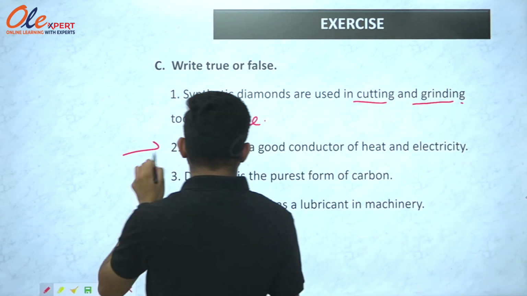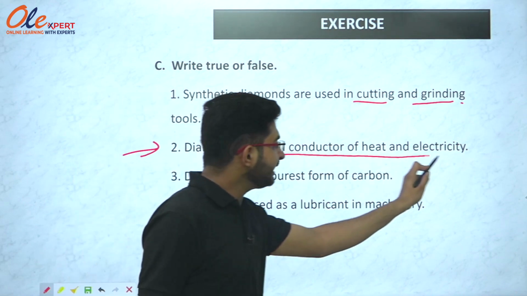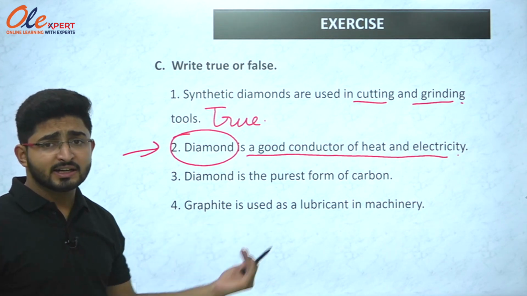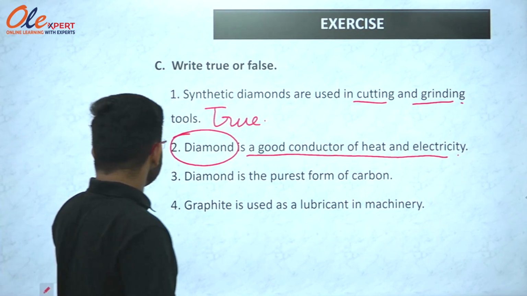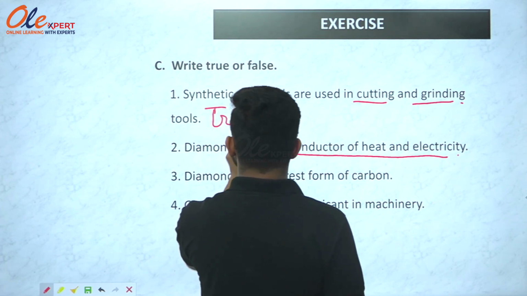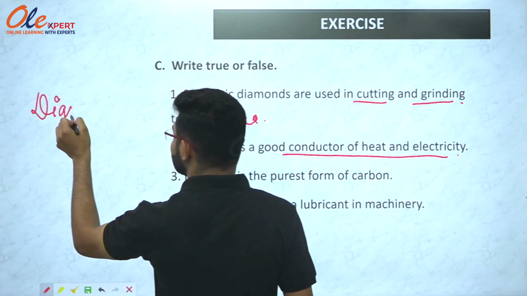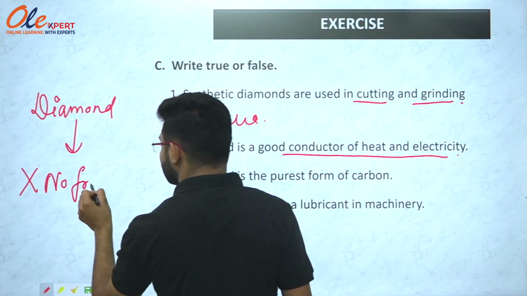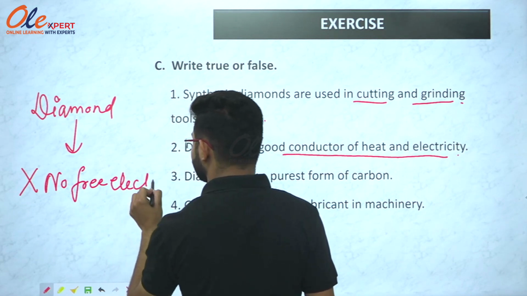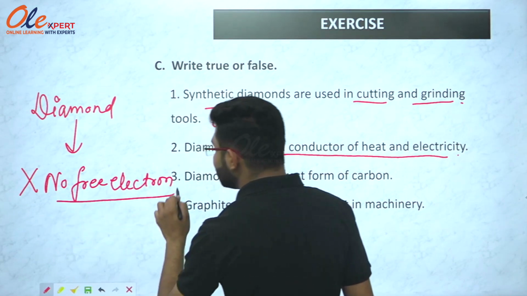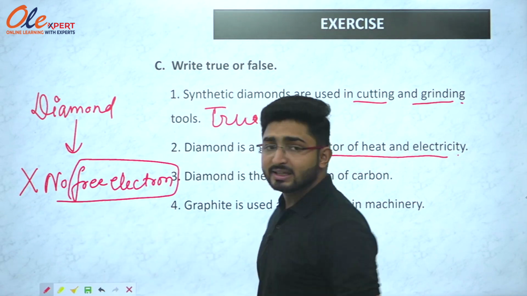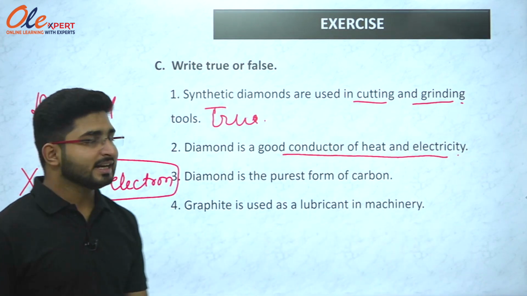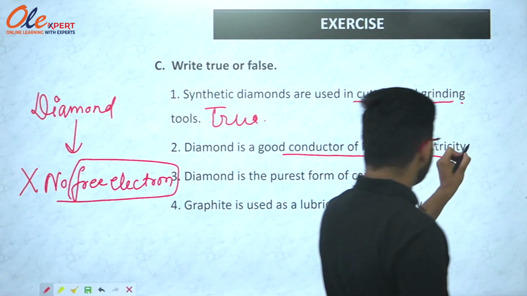Now the next part says that diamond is a good conductor of heat and electricity. So bachcho, when we talk about diamond, is it a good conductor of heat and electricity? No. But why? Because we have studied that diamond has no free electron. And we know that the carrier of electricity is free electron. So when there is no presence of free electron, that's why it's not a conductor of heat and electricity. So you can write here false.